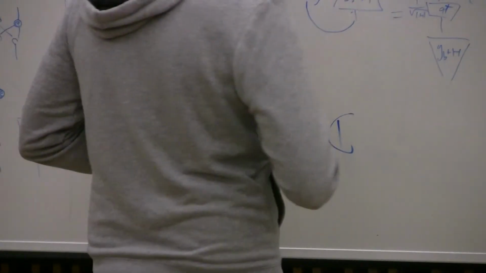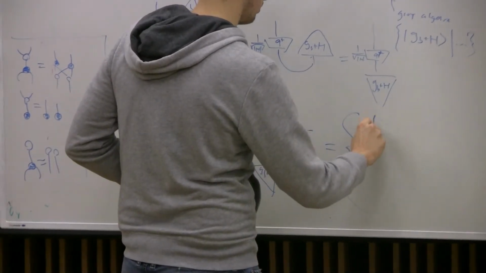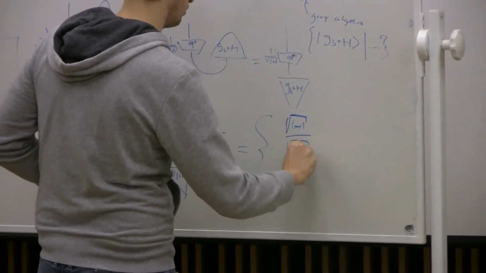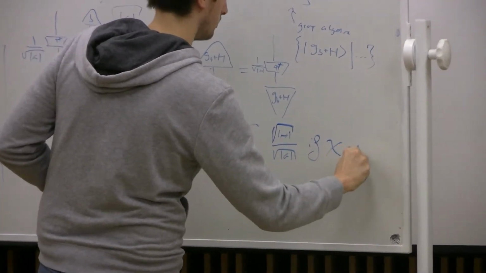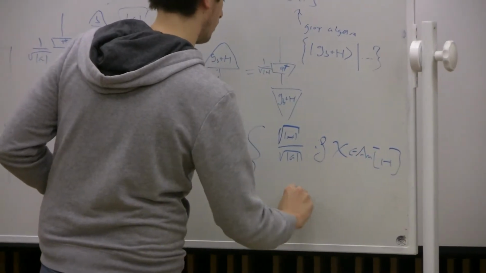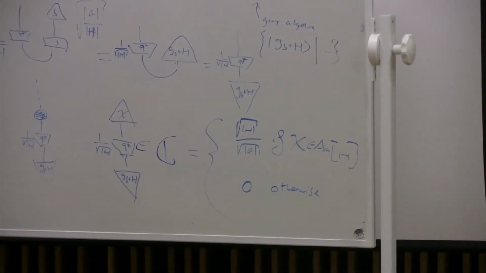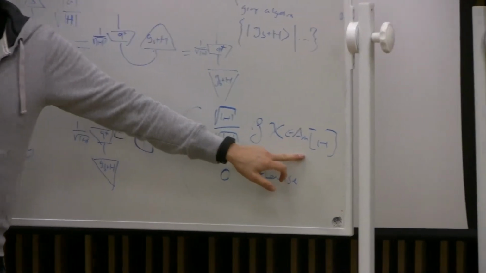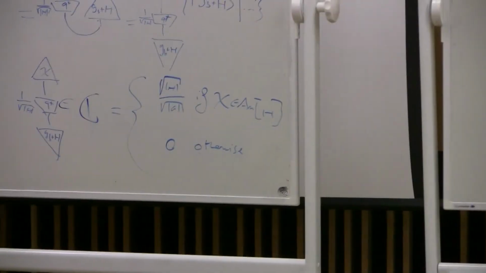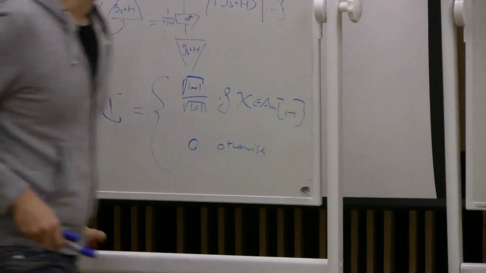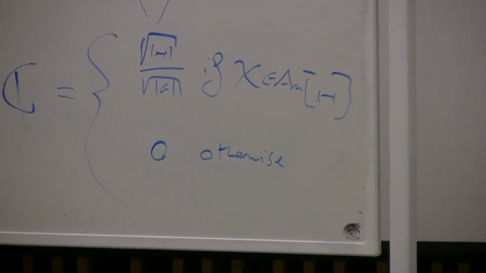What I want to show is that the amplitude will be root h over root g if chi annihilates h, and zero otherwise. Because if I know the annihilator of h, I can reconstruct h. That's what the original algorithm was about. Now that sounds like a group theoretic property, but there is a diagrammatic way of writing it without, again, relying on group theory whatsoever.